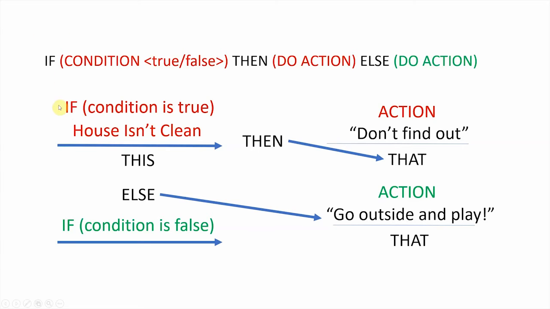So in this instance, if the house isn't clean, then I'm going to get in trouble. However, if the house is clean, which means this condition is no longer true, it's false, then I can go outside and go play. The else will handle any condition that does not meet the condition that you put inside of your parenthesis. Doesn't matter if it's true or false or not. If it does not meet the condition, the else is going to do the logic or the action that you dictate over here underneath your else.